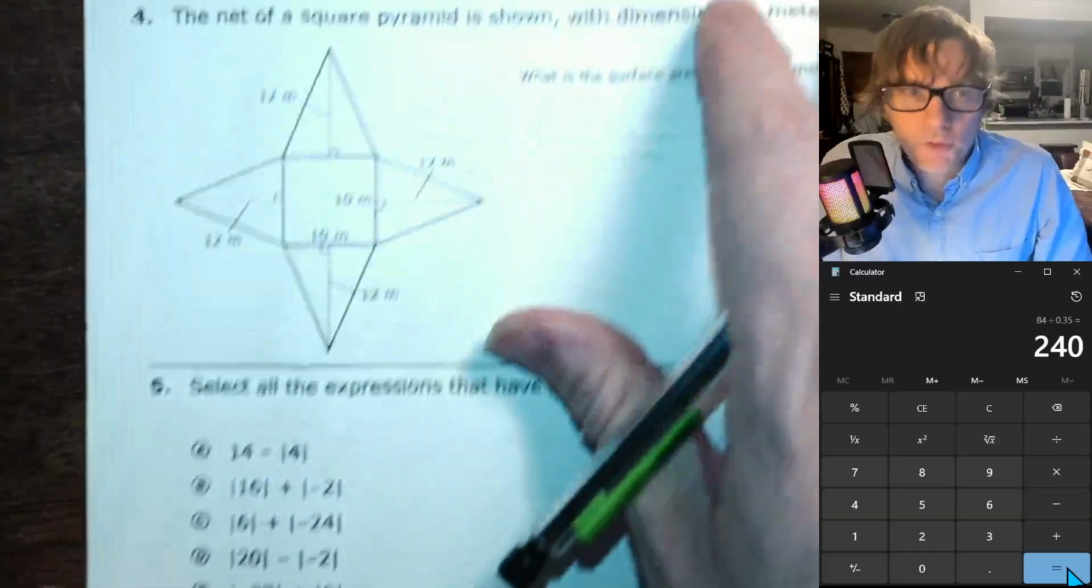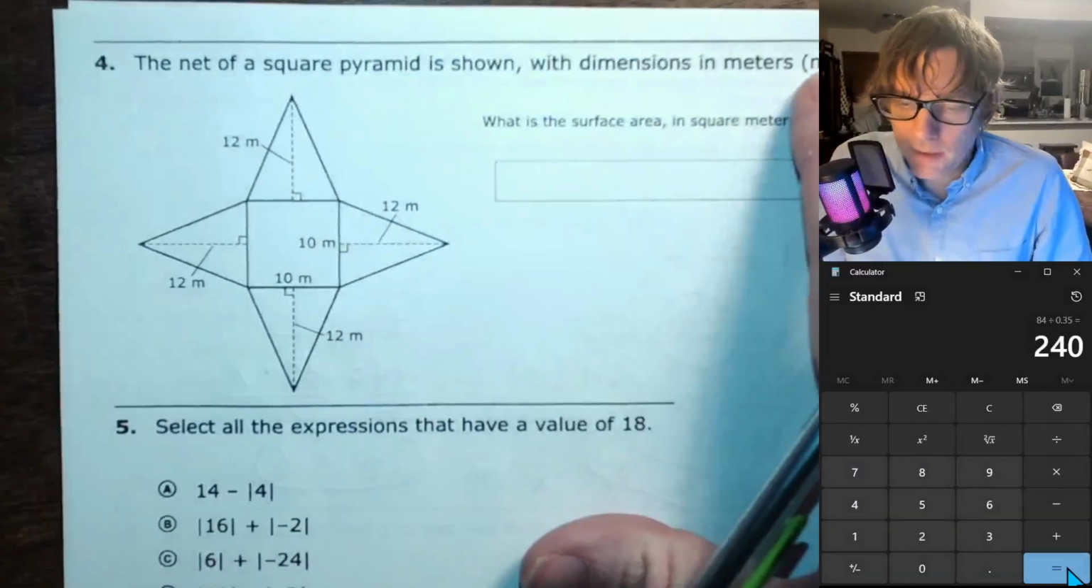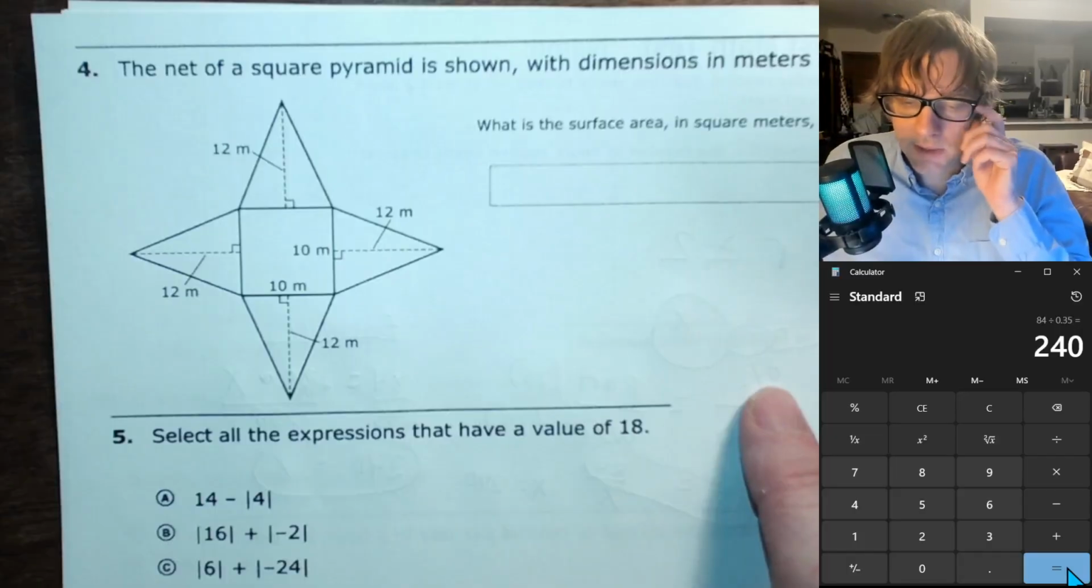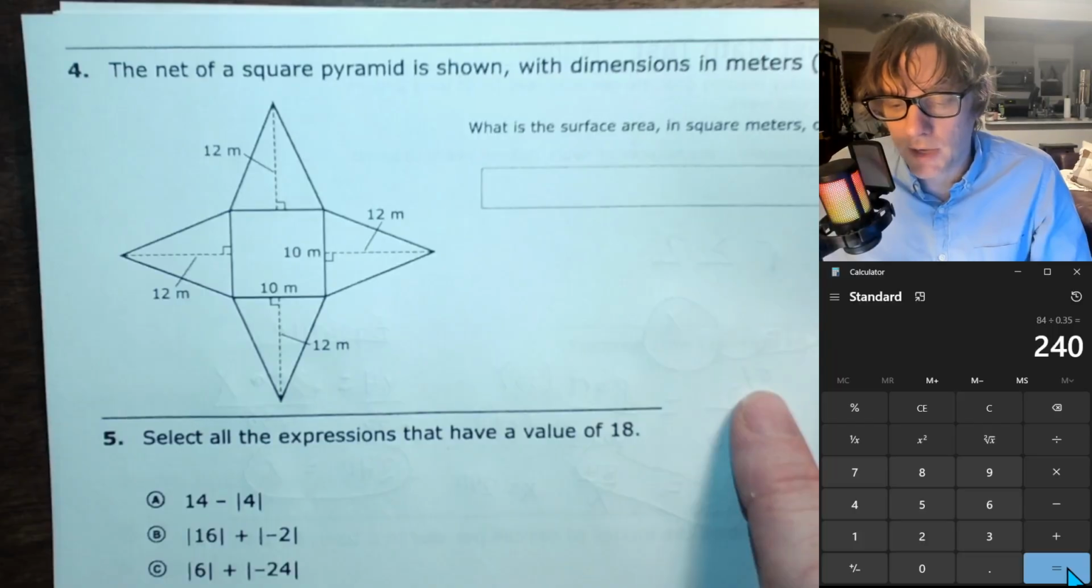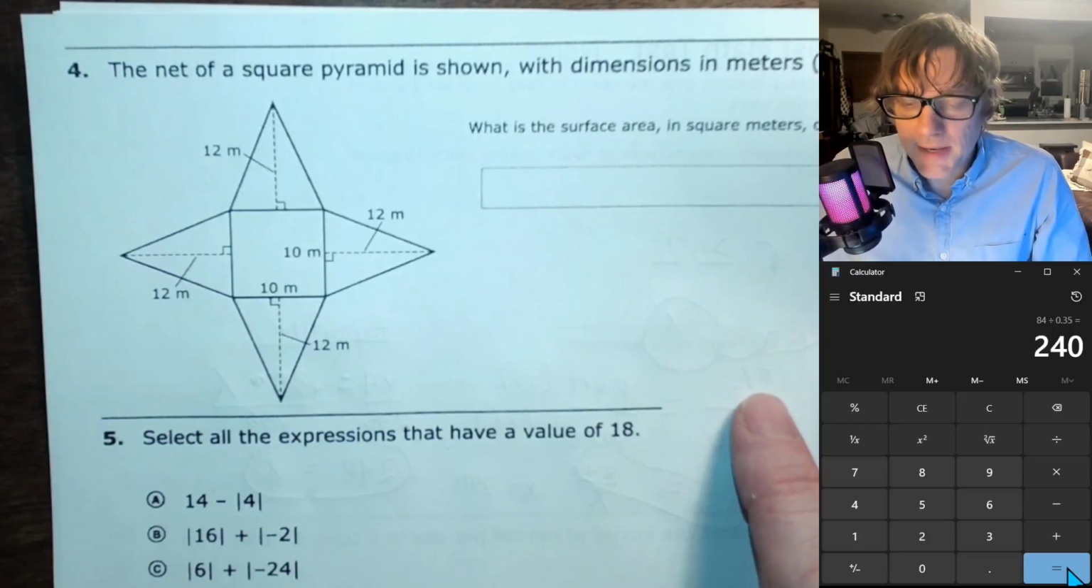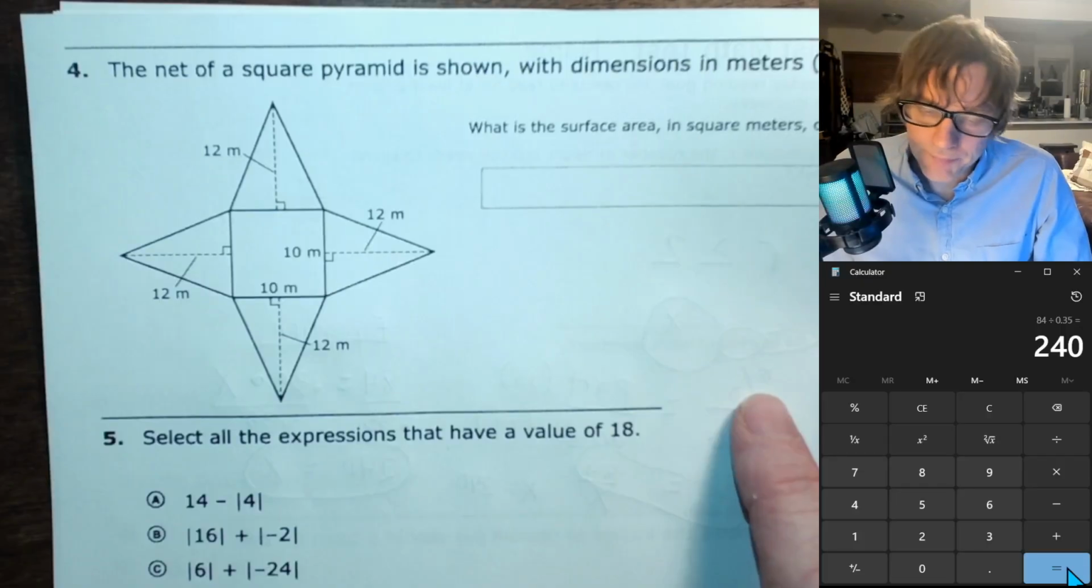All right, it's problem number 4. Here we have a net. Whenever you see a net, you've got to calculate surface area. Surface area is like thinking back to wrapping presents for Christmas. It's how much wrapping paper goes around the present.